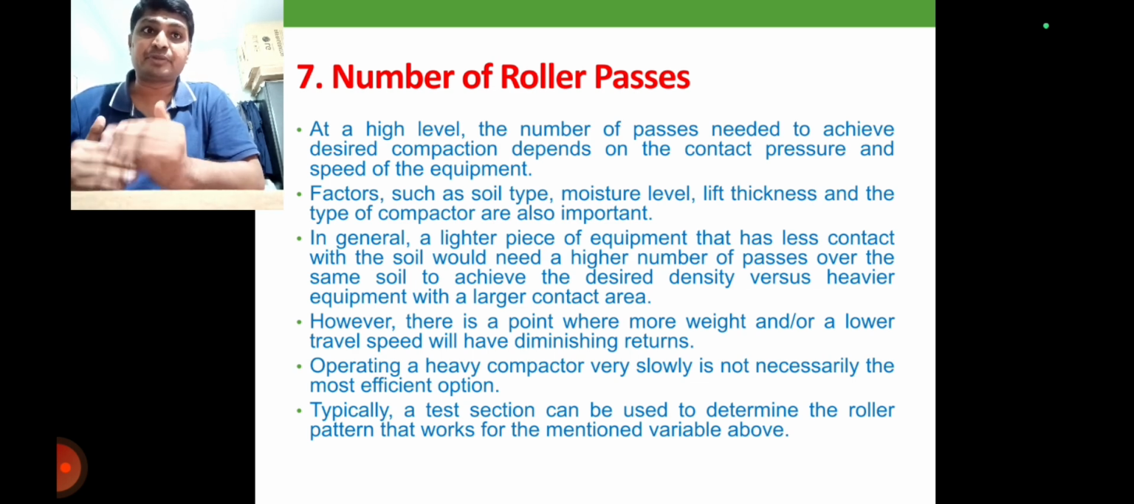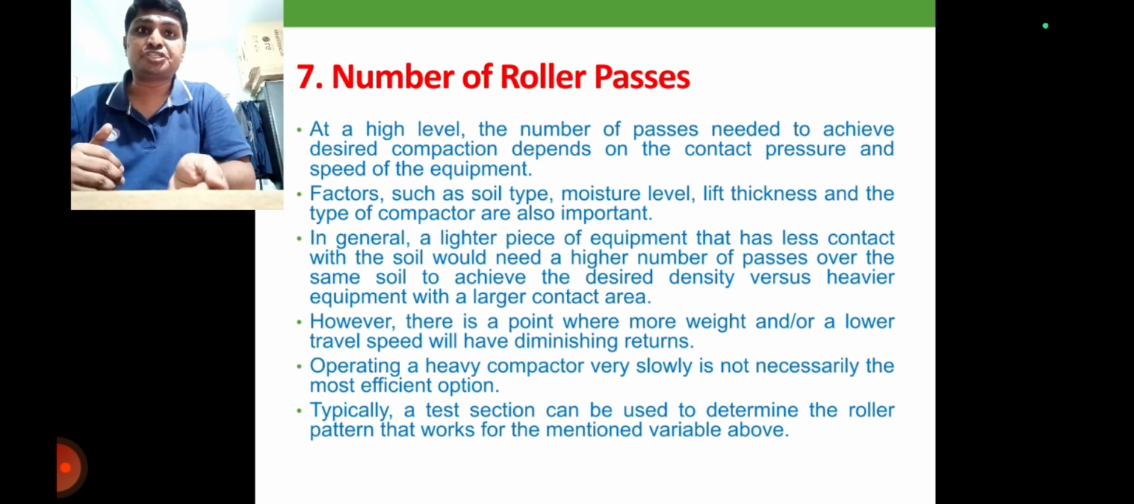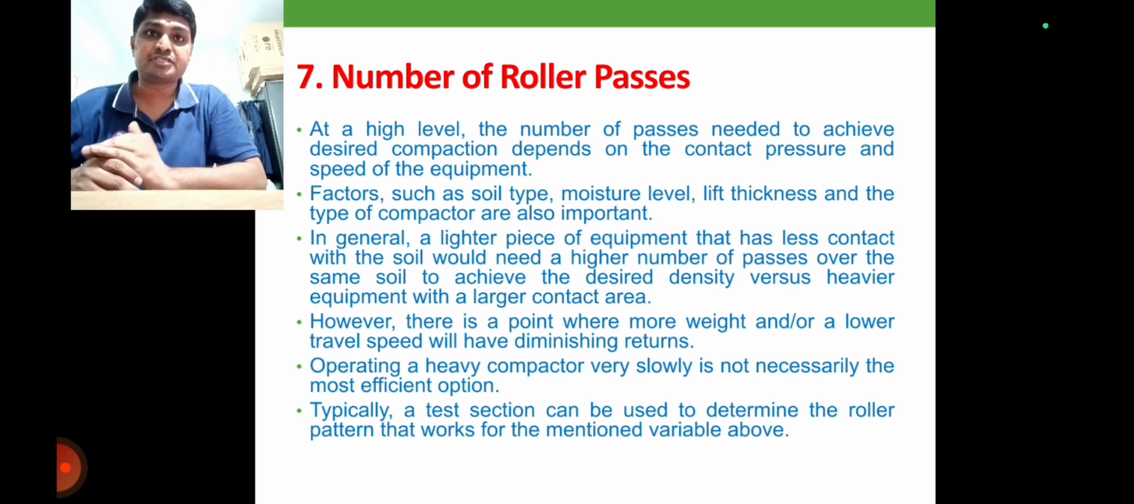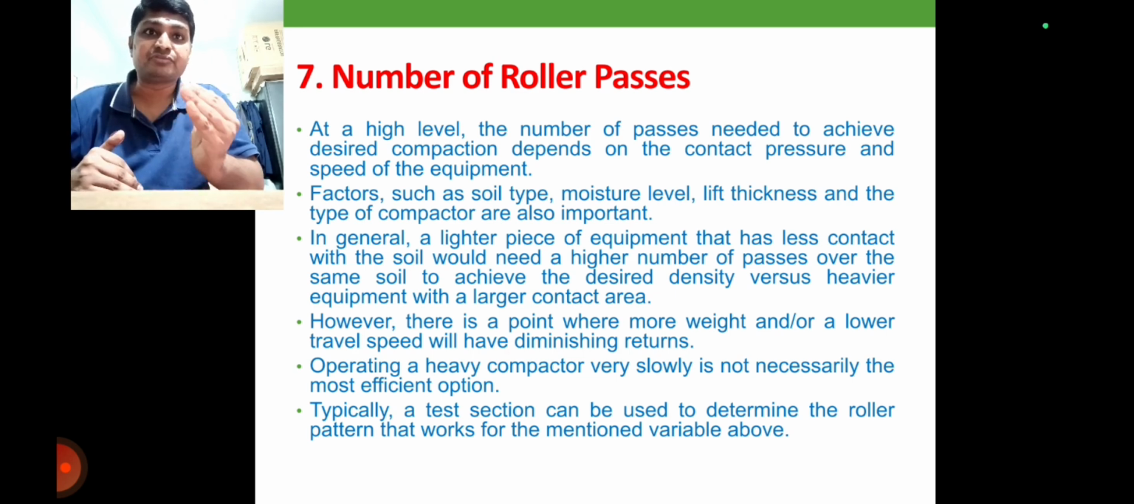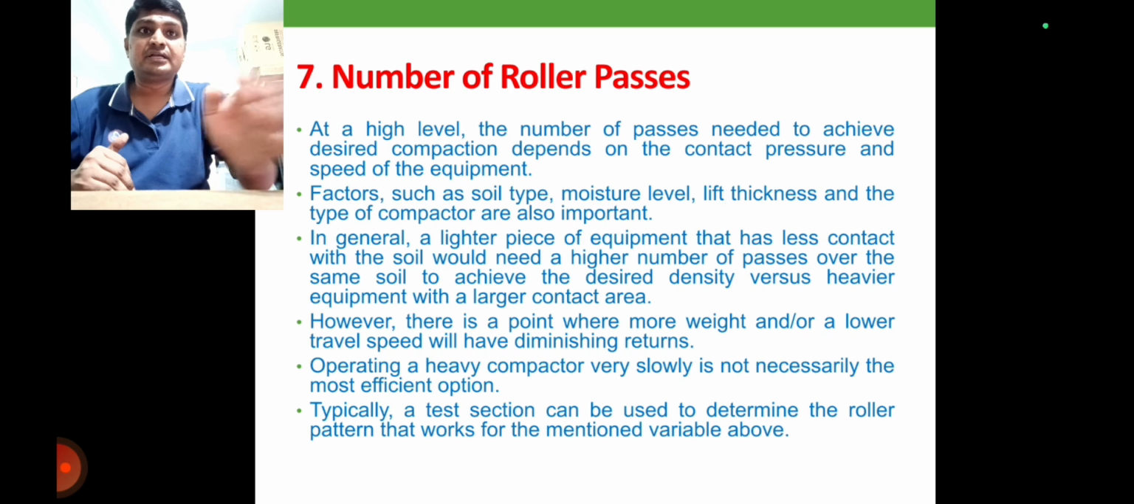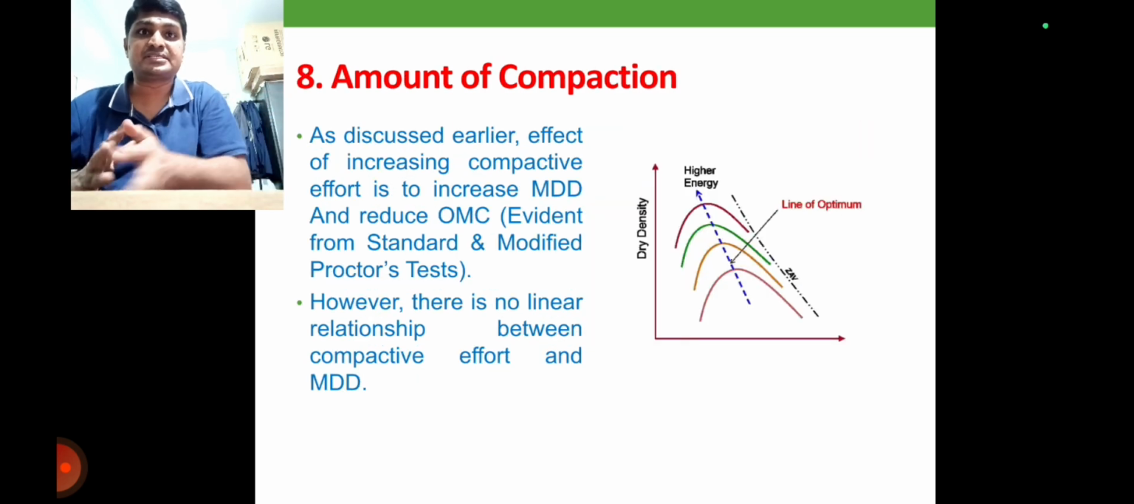The contact pressure of the compacting equipment is important, and the speed of the equipment will also be important. The contact pressure will be inversely proportional to the speed of the equipment, because if the speed of the equipment is higher, the contact pressure is much lower, because the equipment goes fast. Like that, the number of roller passes is also a factor.